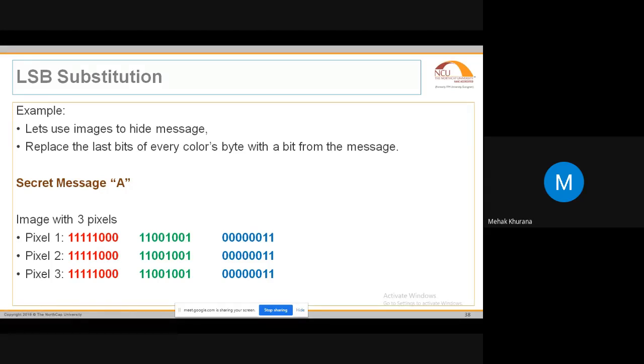You can see that I have selected the pixels having the same values for the 8 bits. So it means that my image has 3 pixels which have the same intensity, so I can misuse that so that a small change will not be identified.